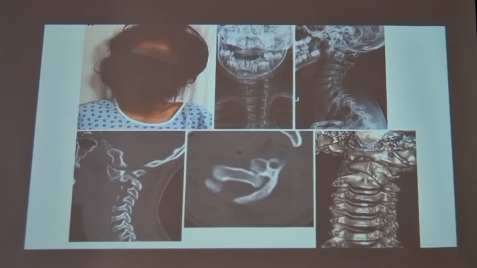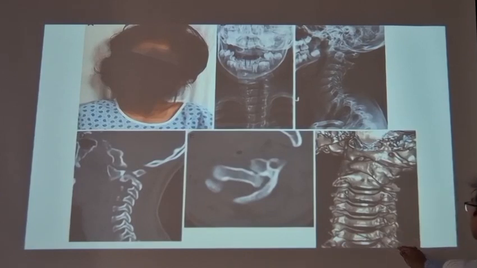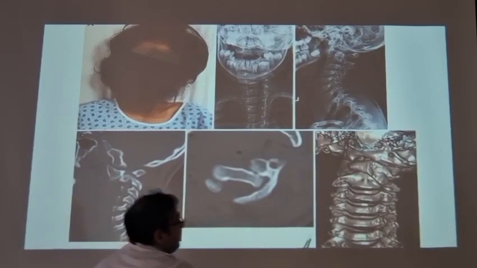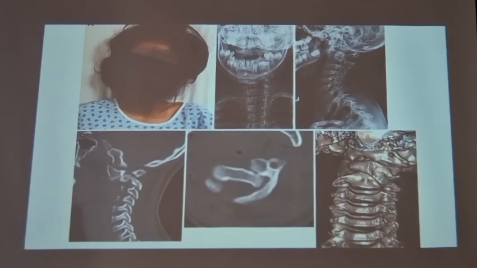So this is an example of atlantoaxial rotatory fixation. You can well appreciate here the 3D segments. This atlas is rotated here. This thin cut CT scan, 3D scan, is very important in these injuries to identify the real rotation. Next, please.